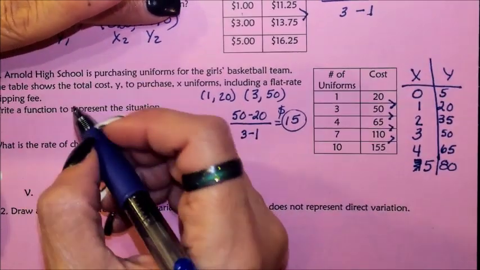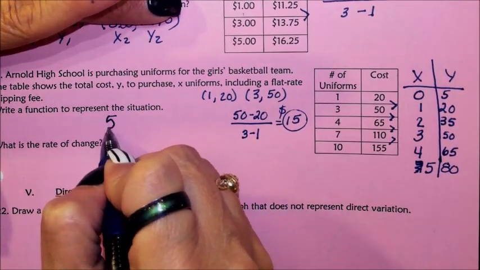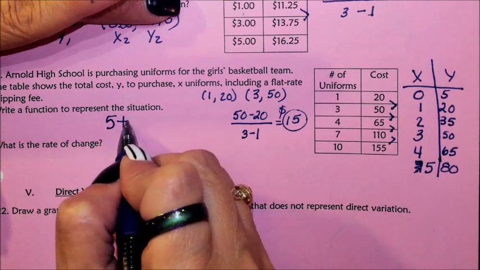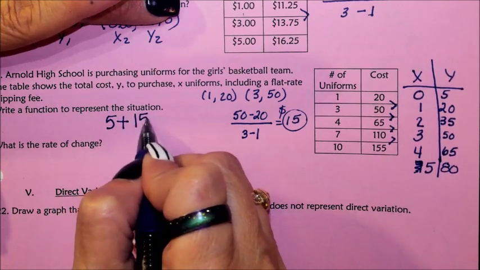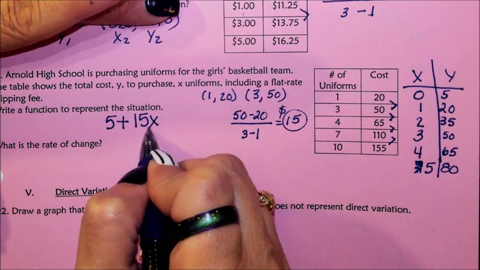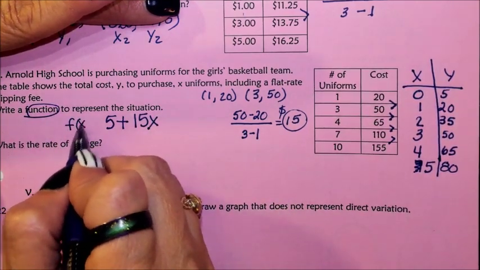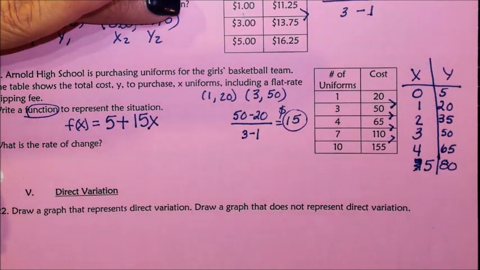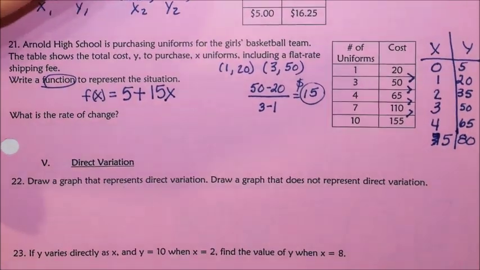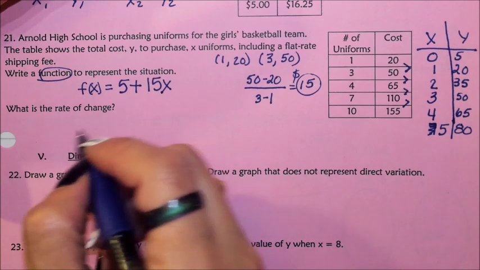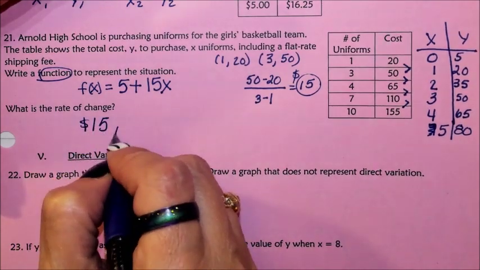Let's write the equation. Well, looks like you take $5 plus $15 for every shirt. Now, if I want to write it as a function, I just need to say f of x equals. By putting that there, that denotes that it's a function. What is the rate of change? It's $15 per shirt.